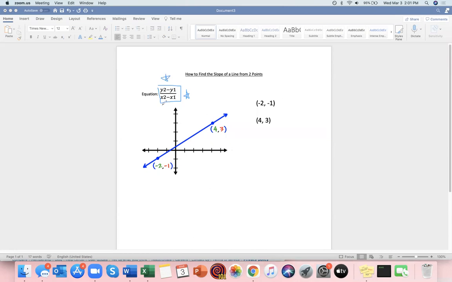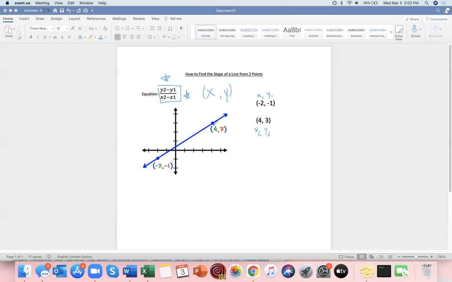Say we have this example right here, -2, -1 and 4, 3. The first thing you want to do is label each of them. It doesn't matter which one you start with, just as long as you remember that in any coordinate plane, the first number is x and the second number is y. So let's start with -2, -1. -2 would be x1 and -1 would be y1. 4 would be x2 and 3 would be y2.